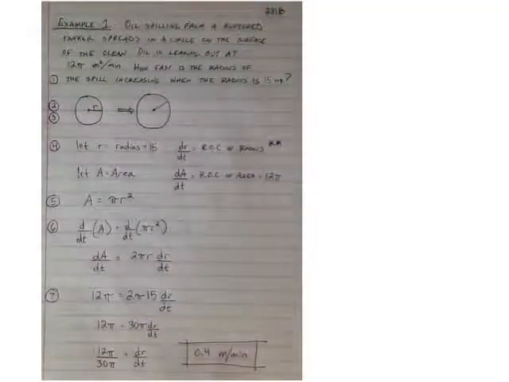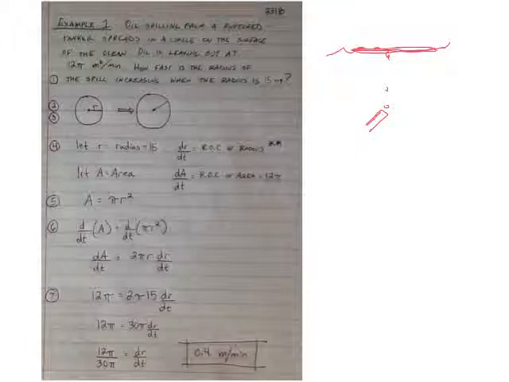Alright, so oil spilling from a ruptured tanker spreads in a circle on the surface of the ocean. Oil is leaking out at 12 pi meters squared per minute. And how fast is the radius of the spill increasing when the radius is 15 meters? So what we have is our ocean, and then there's a break in the pipe right here, and oil's floating to the surface at a rate of 12 pi meters squared per minute.